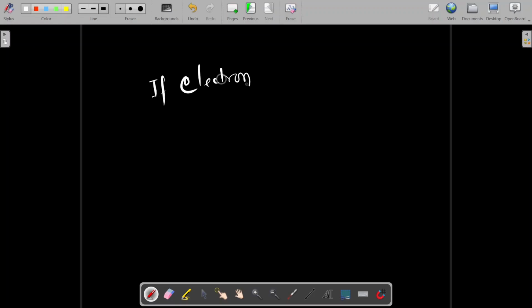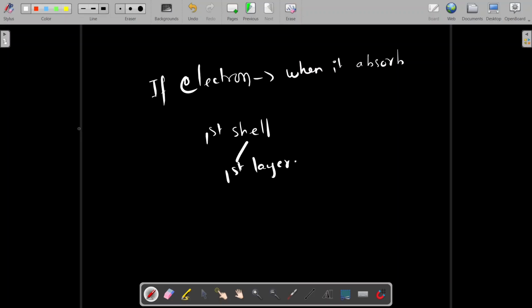Whether the electron absorbs or not depends on, for example, if the electron is in the first shell. Shell means it's not a physical thing. Let me term it as a first layer. An atom is not made up of shells or anything.